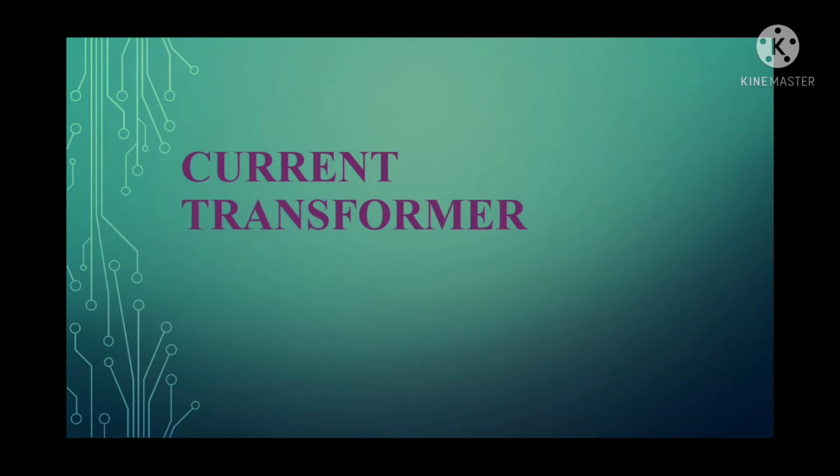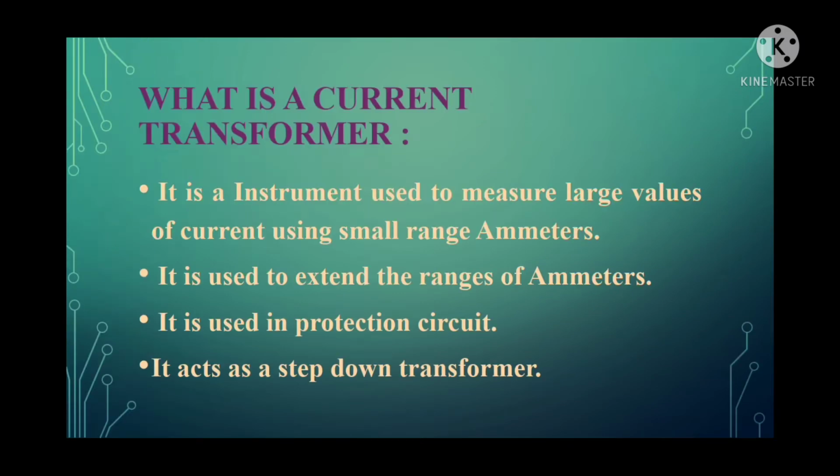Let's discuss the current transformer. What's a current transformer? It's a type of instrument transformer which is meant for measuring large values of current even by using small range ammeters. It is used to extend the range of ammeters and it is also used in protection circuits. It acts as a step down transformer, that is, it reduces the current level from the input line to the range depending upon the range of the ammeter used in measuring.